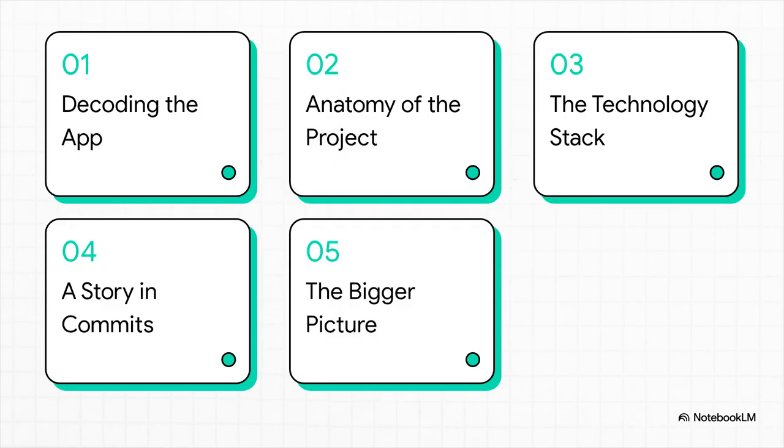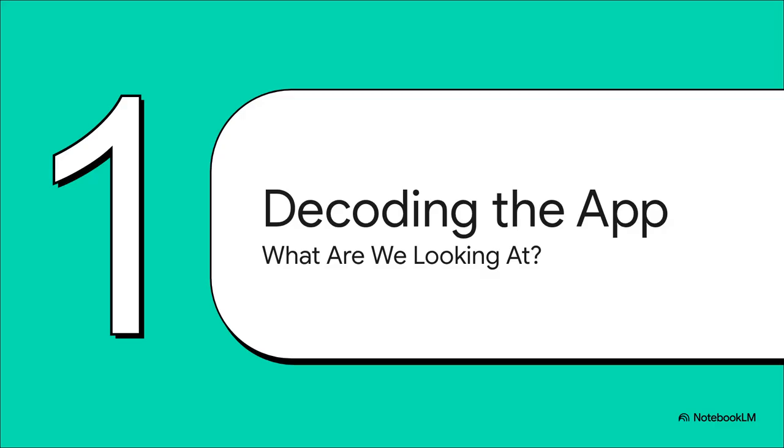All right, here's our game plan. First, we'll figure out what this app is even supposed to do. Then, we'll look at its anatomy, kind of like a blueprint. After that, we'll analyze its tech DNA. Then, and this is the fun part, we'll read its diary, the history of its changes. And finally, we'll put all those clues together to see the whole story. This is our roadmap.